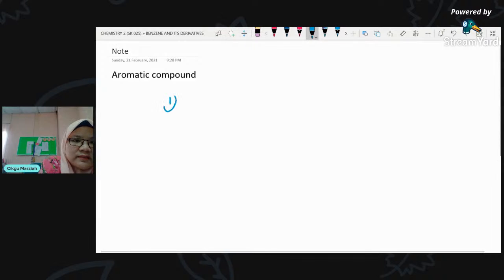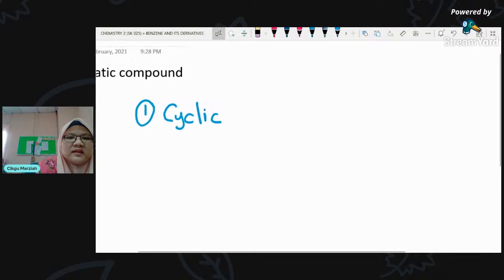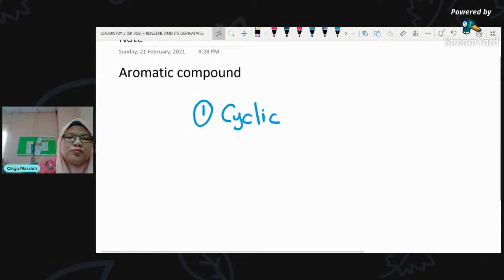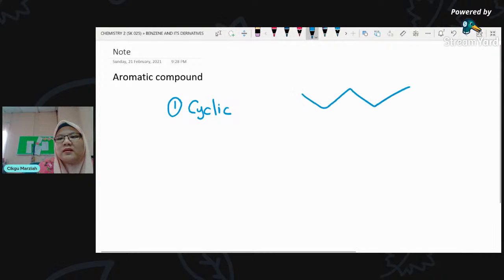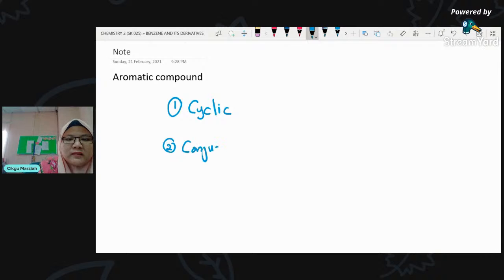So the first one, it must be cyclic. That is the first criteria. Dia mesti cyclic. Okay, kalau you jumpa macam gantai macam ni, automatic dia tak akan jadi aromatic. Okay. Number 2, the second requirement, it must have a conjugated double bond.